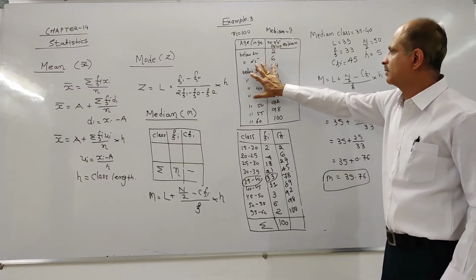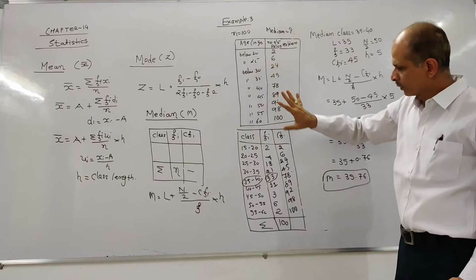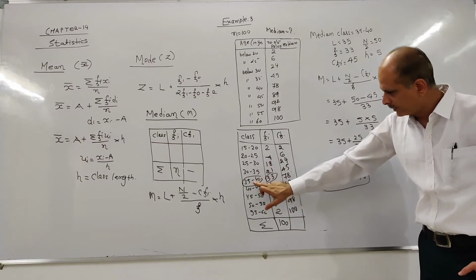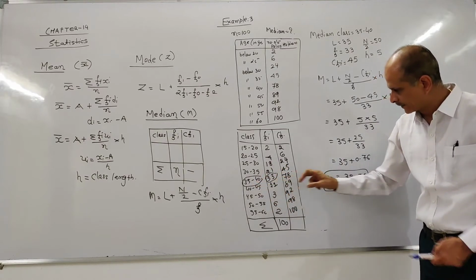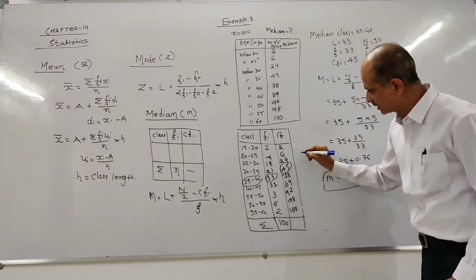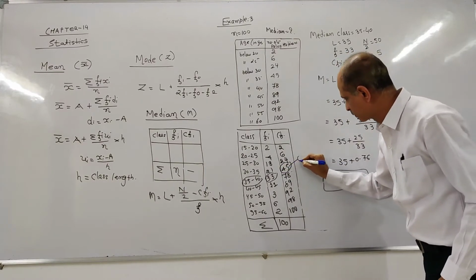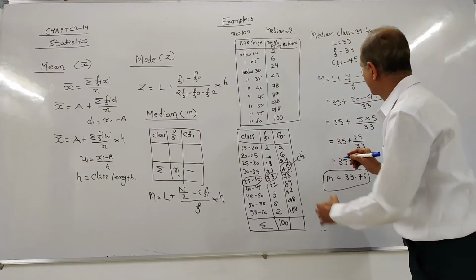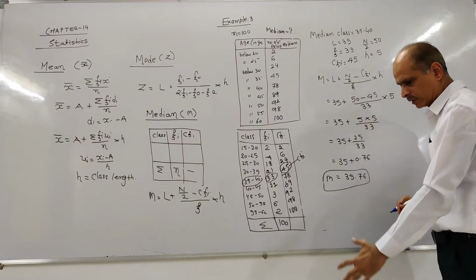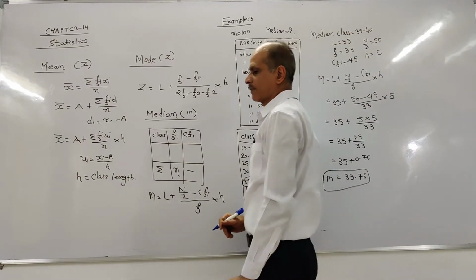So from the less than type of frequency distribution, we have prepared the general frequency distribution. Find out the median class, frequency, and the cumulative frequency in the previous class, that is known as CFI. Put the values in the formula, and you can easily find out the median of a given example.